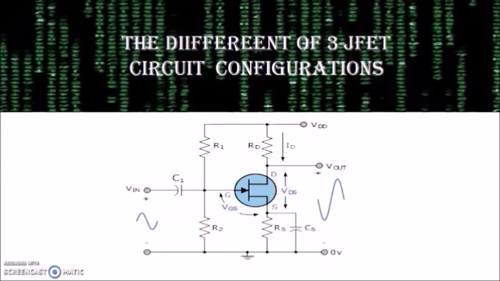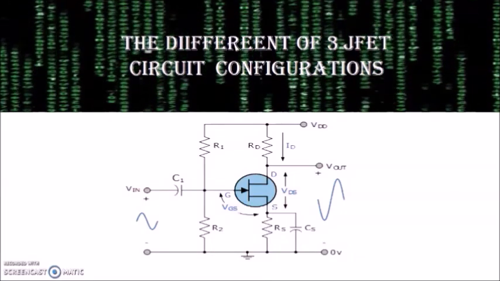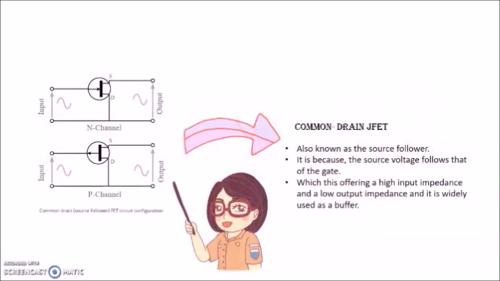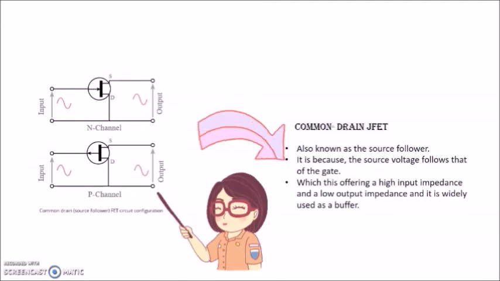There are some differences in circuit for these three types of JFET amplifier. For common source, it provides medium input and output impedance levels. Both current and voltage gain can be described as medium. The output is the inverse of the input. Okay, let's check out the common drain. This amplifier, also known as the source follower, has the source voltage follow that of the gate, offering a high input impedance and a low output impedance, and it is widely used as a buffer.